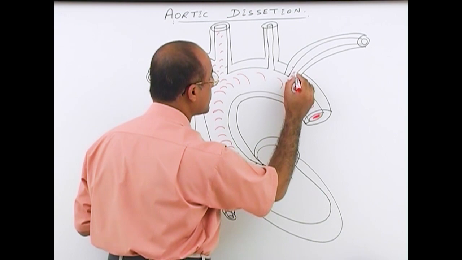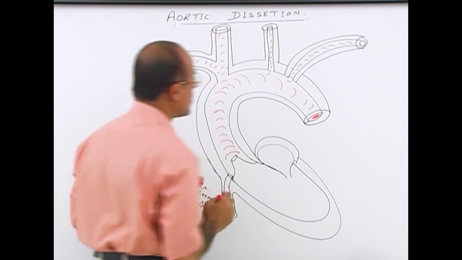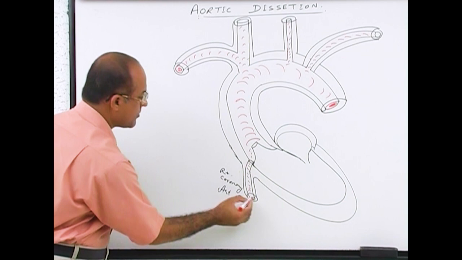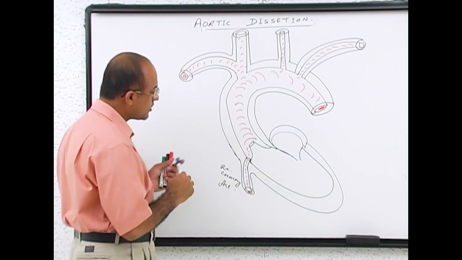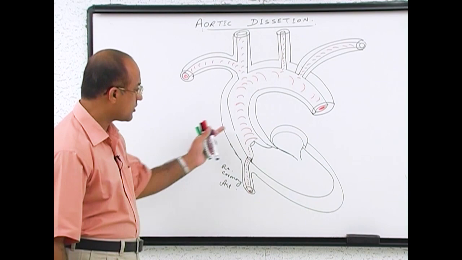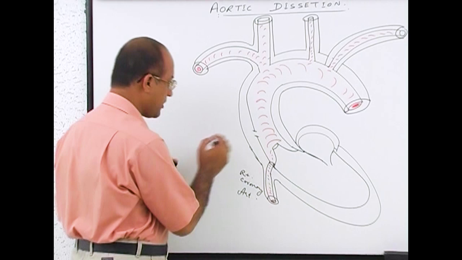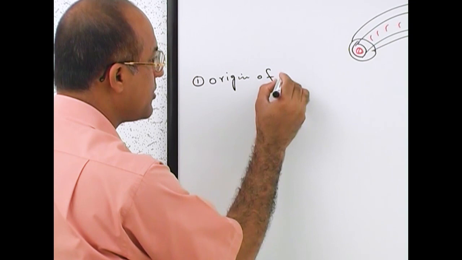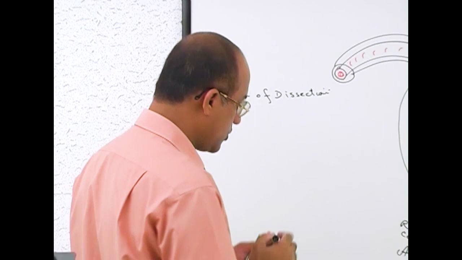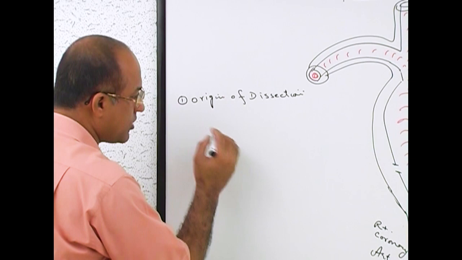Now, we have to see what really happens to the blood supply to the heart. In dissection of aorta, number one, there has to be a first intimal tear. Suppose this is the proximal intimal tear. So first we have to talk about the origin of dissection. Right? According to the origin of dissection, these aneurysms are classified. I will explain the diagram here.